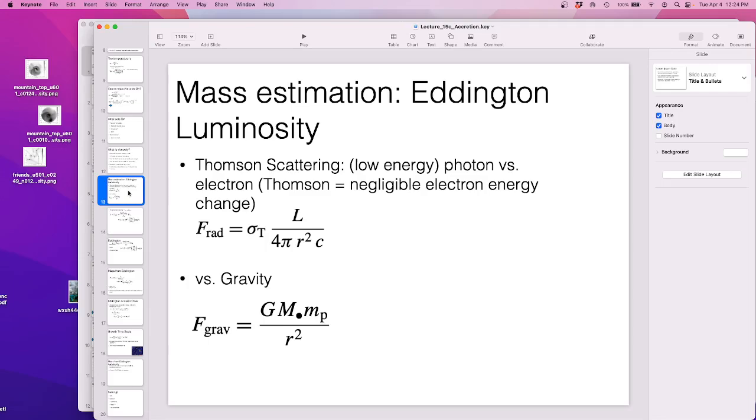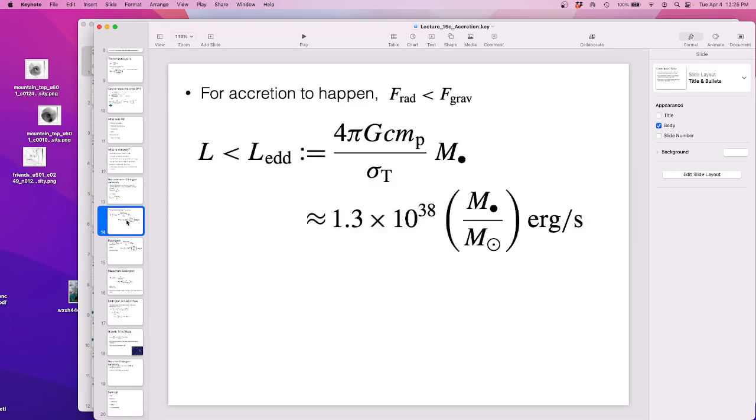So when the force of gravity is larger than the force of radiation, then we have that G M, mass of the proton, over r squared has got to be larger than sigma_T L over c times 4 pi, and that r squared goes away. So we have this relationship between luminosity and mass. As long as accretion is happening, the radiation force has got to be less than the gravitational force. That means the luminosity has got to be less than whatever's left over, you just do a little algebra: 4 pi G c, mass of the proton, divided by the Thomson cross section.